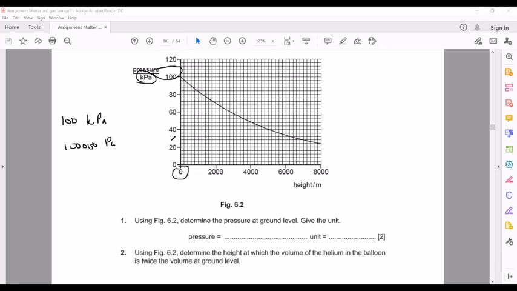So you can write the answer in both ways. If you write 100, then you use the unit kilopascal. But if you use the unit Pascal, then the value will be 100,000 Pascal. Is it clear? Both ways are acceptable.